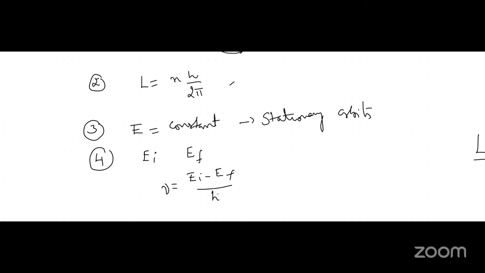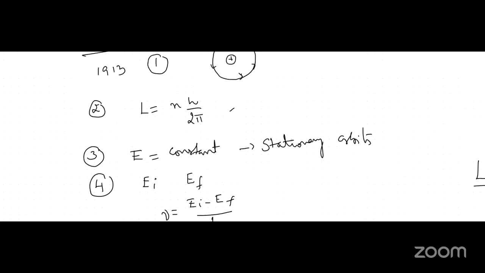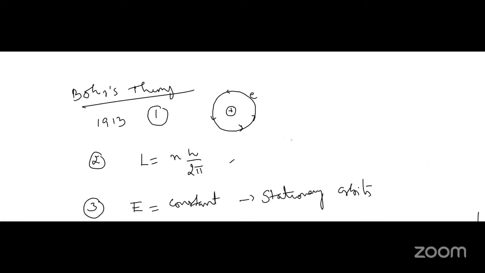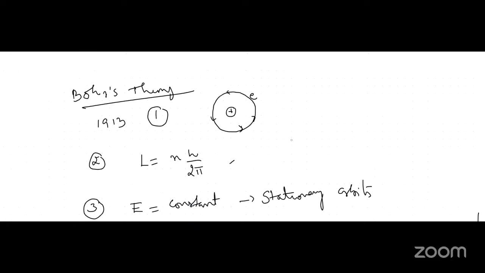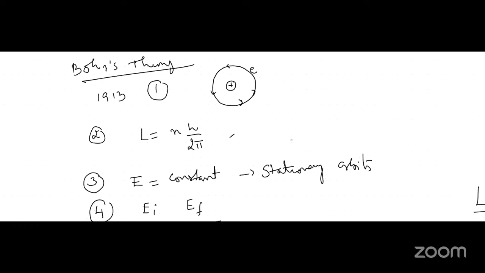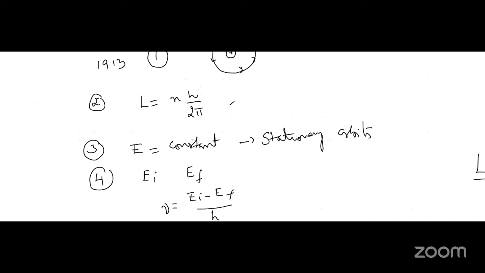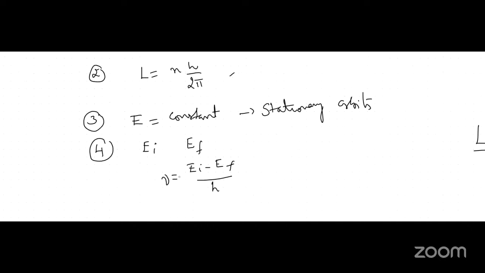Here h is the Planck's constant. So these are the four assumptions made by Niels Bohr. The first one is that the electrons revolve around the nucleus in circular orbits. The second one is that the orbital angular momentum is an integral multiple of h by 2 pi. The third assumption is that the total energy remains constant even though the electron is accelerating. The fourth one is that the frequency of the radiation emitted by the electrons is Ei minus Ef by h.